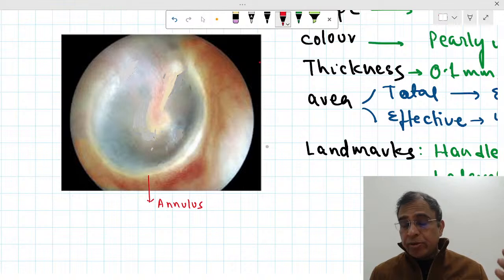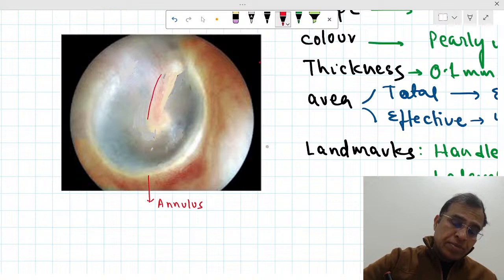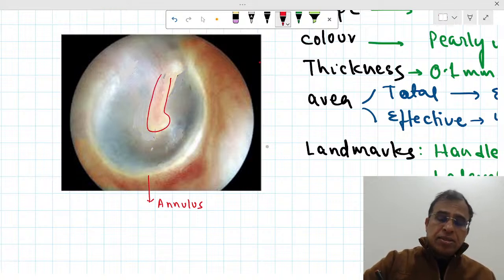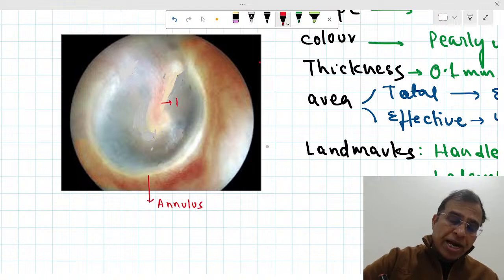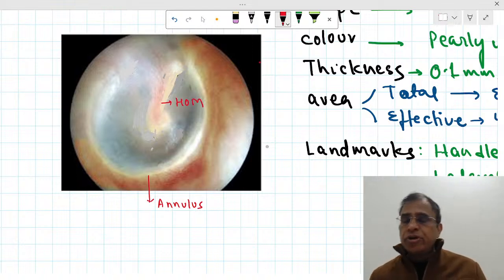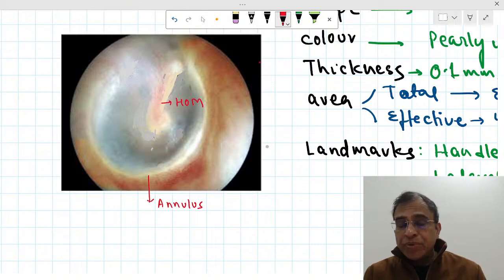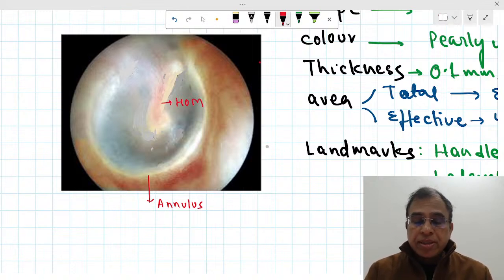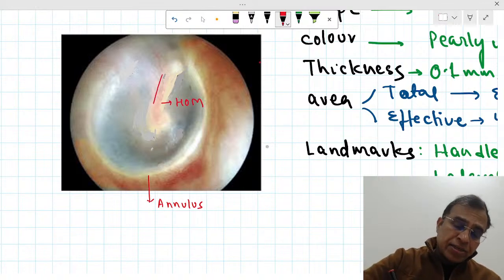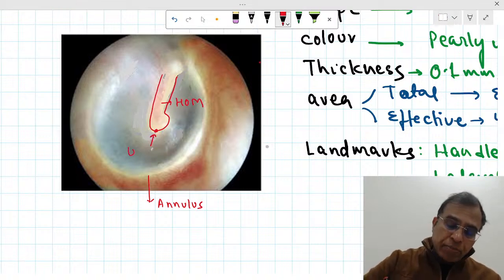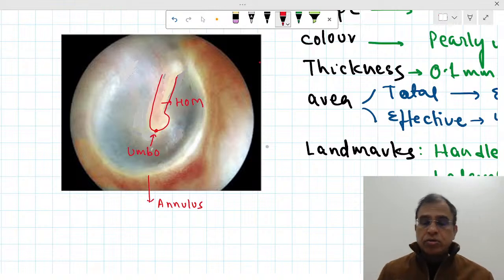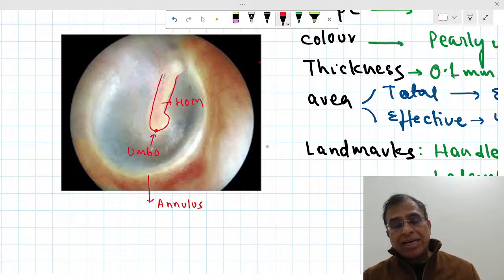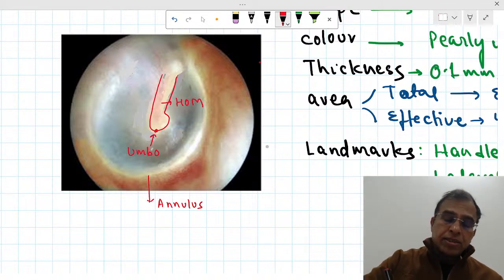And then in the membrane, you can see a number of ossicles. Now this is the main thing you see. This is called the handle of Malleus. HOM stands for handle of Malleus, and handle of Malleus, mind you, is one of the landmarks. Now this is the tip of the handle of Malleus. This is a tip point. The tip point is called the umbo. So umbo is a part of the handle of Malleus, and both are landmarks of the Malleus.